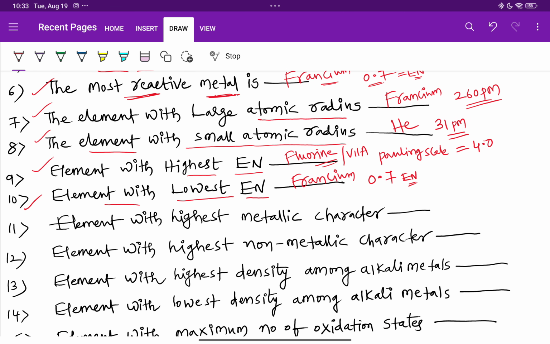Then 11th question, element with the highest metallic character. Here metallic character is nothing but electron losing character. If an element loses electrons easily, then it is highly metallic. Then what is the answer here? Same, first A group element, that is francium, an alkali metal, which easily loses the electron when it reacts with other elements.